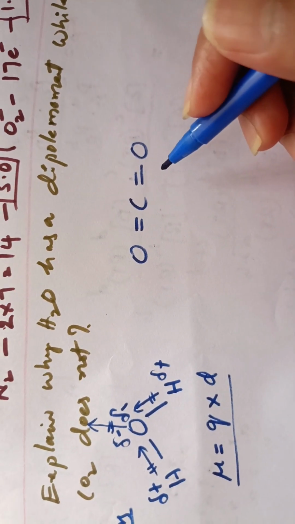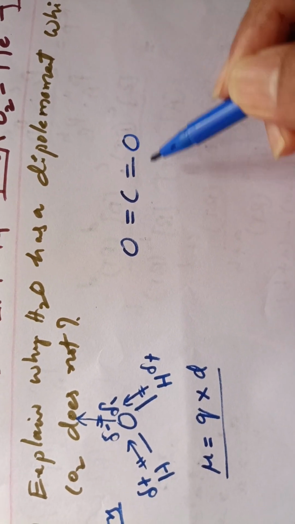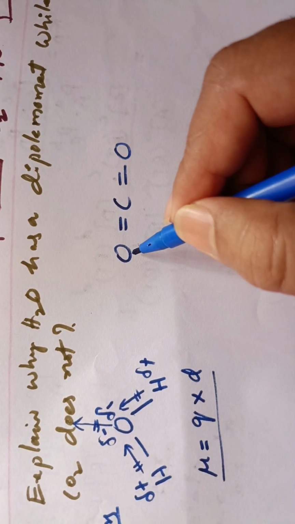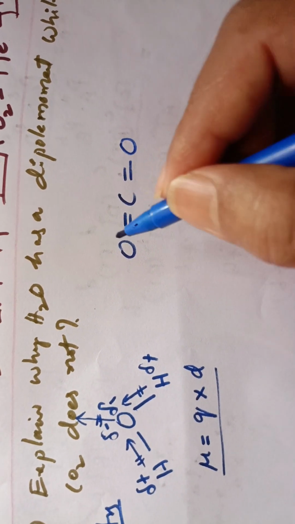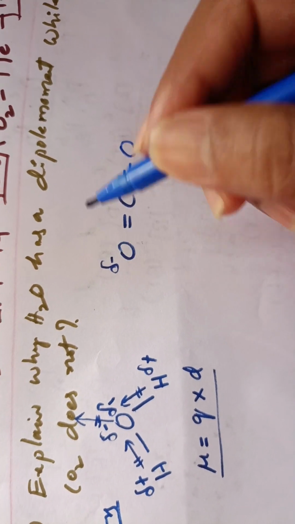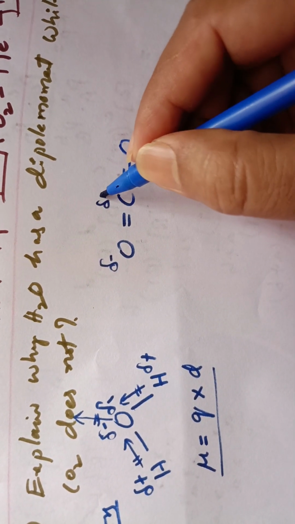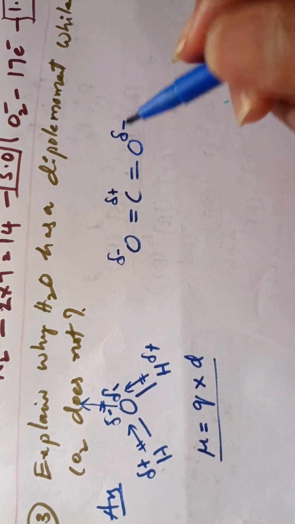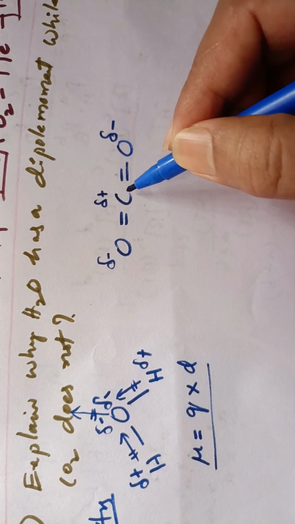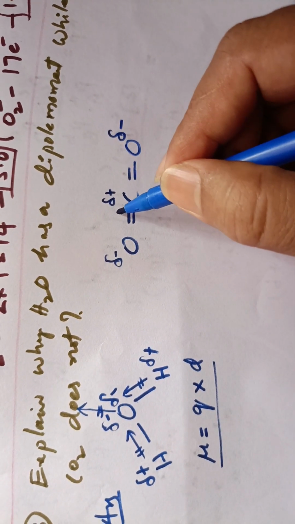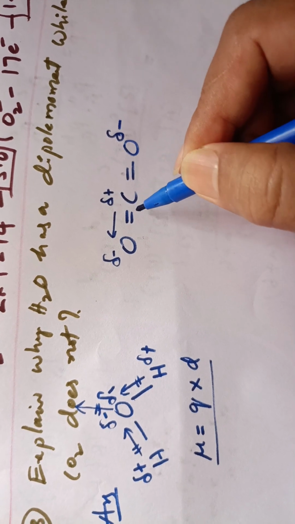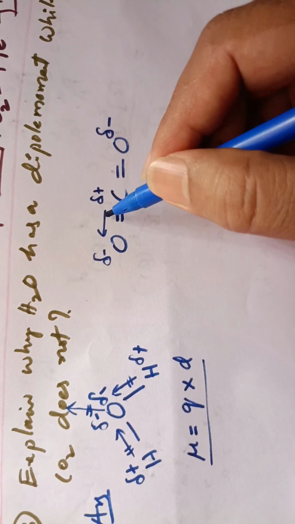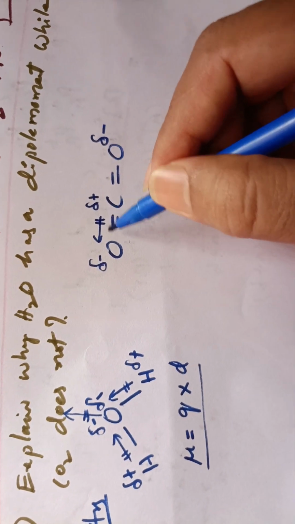In carbon dioxide, O double bond C double bond O, this is the linear structure. Here oxygen has more electronegativity than carbon. So here it gets partially negative charge, and carbon gets partially positive charge. In the same way, the other oxygen has the partially negative charge. So here is the negative pole, this is the positive pole. So the dipole moment is in this direction. That means the bonded electron pair is pulled towards this oxygen atom. So this dipole moment is in this direction.